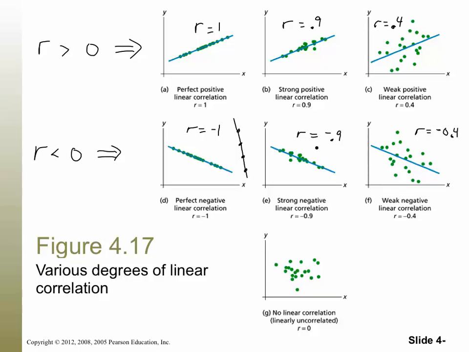So again, if this had a really, really shallow downward trend, just barely downward, and all the data was close, that would also be negative 0.9. So R is not rate of change or slope. It's strength of linear trend or strength of correlation.